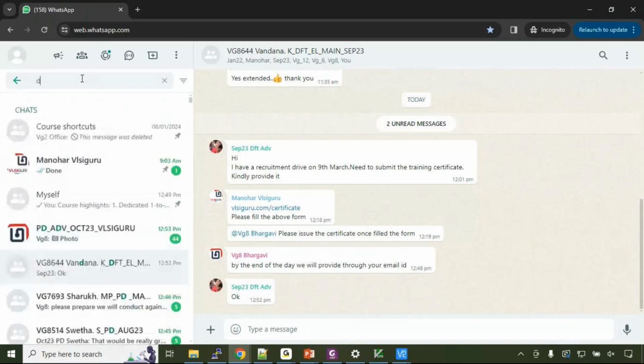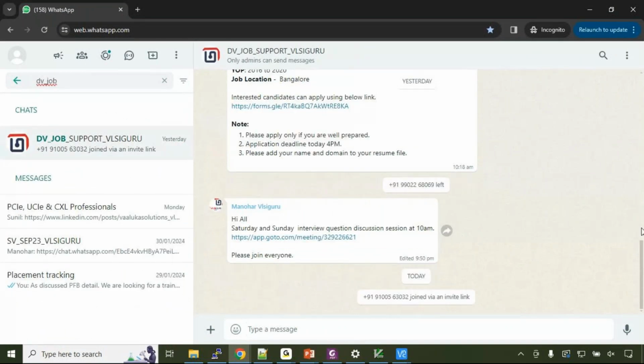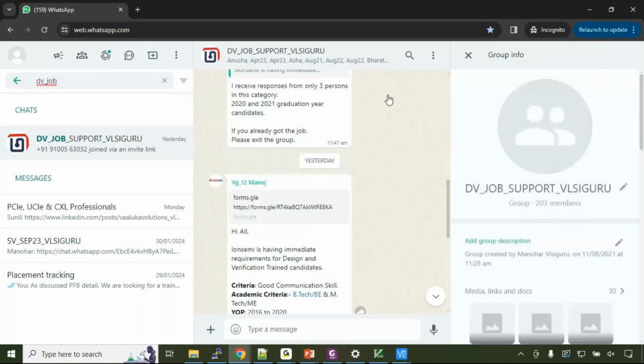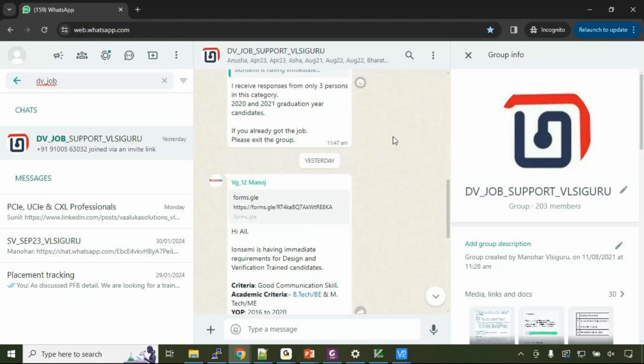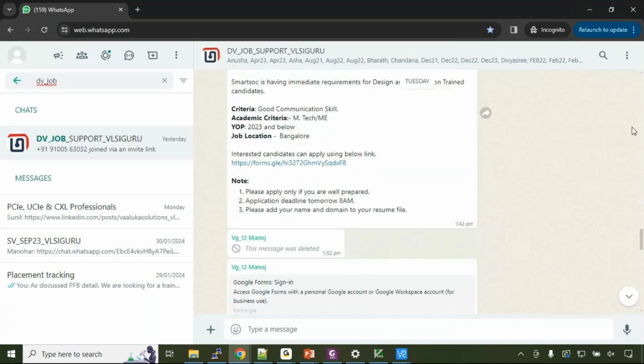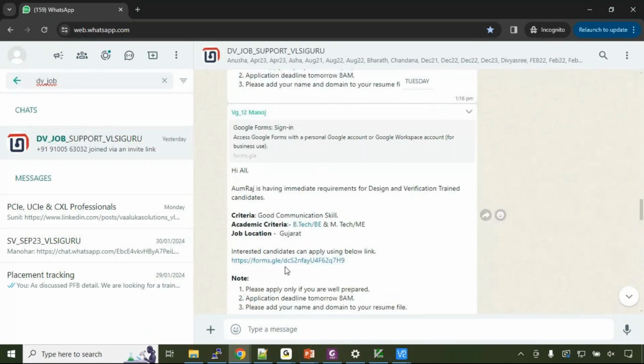a job support group. In this, our admin will keep posting the job requirements. So there all the students will be added who need jobs. They will be given support through this group. Okay. Like this, as and when we get requirements, the trainer will keep posting the requirements, and through a Google form we collect your data and we give it to the companies.